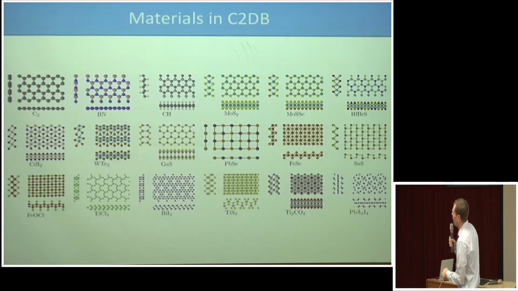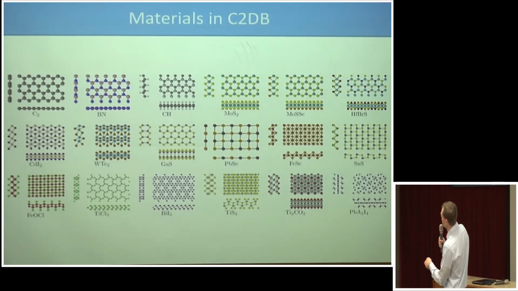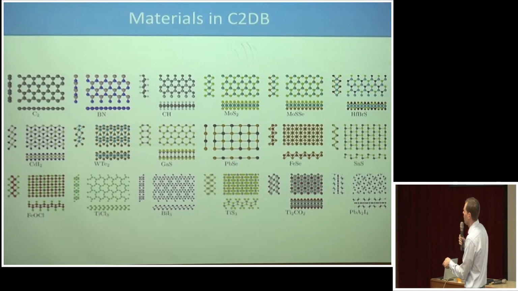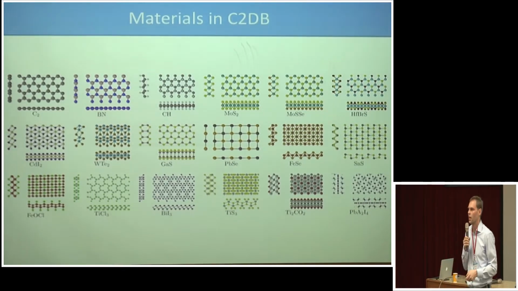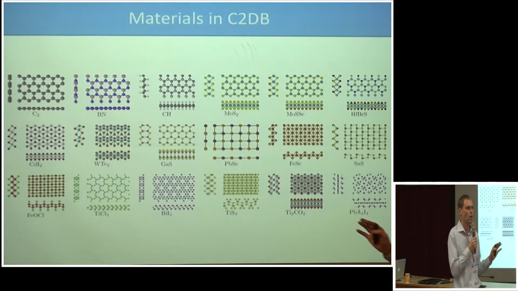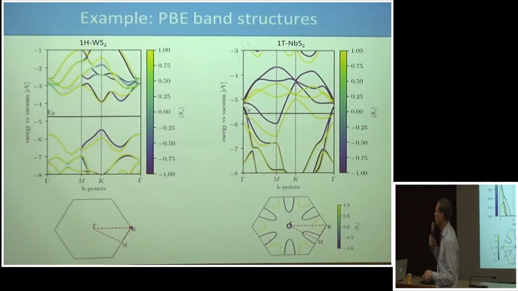We have Janus structures, somewhere up here, where we have sulfur and selenide and other types. We have MXenes, and we have organic-inorganic perovskites. So there are a lot of different types of two-dimensional materials here.